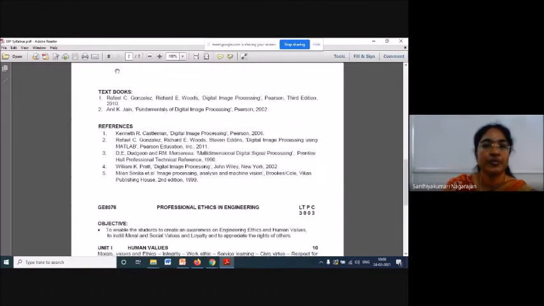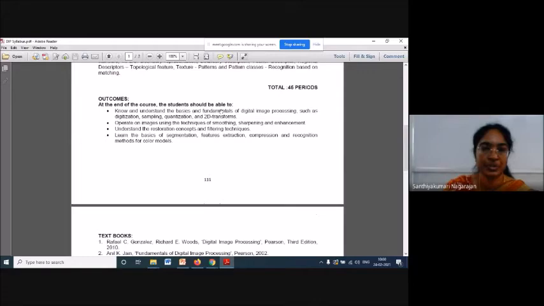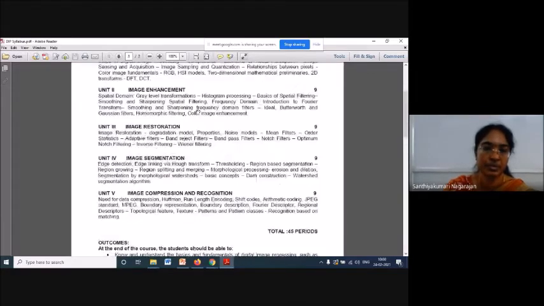These are the textbooks: Digital Image Processing by Rafael Gonzalez and Woods, and Fundamentals of Digital Image Processing by Anil K. Jain. We are going to prescribe Gonzalez and Woods. It covers all 5 units prescribed in this syllabus.